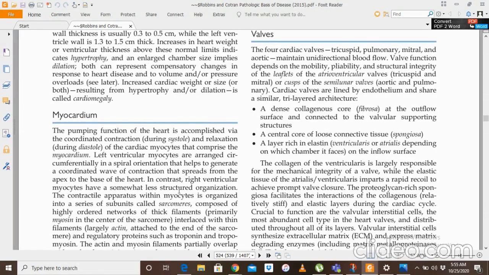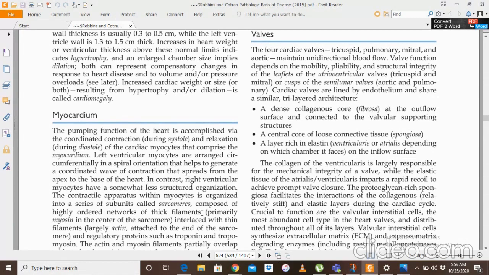In contrast, the right ventricular myocytes have a somewhat less structured organization. I have already told you that the left ventricle has to pump blood to the systemic circulation and the right ventricle has to pump to the pulmonary circulation. Due to this reason, the left ventricle is highly organized. The myocytes are organized in spiral orientation, while in the right ventricle, there is less structured organization.